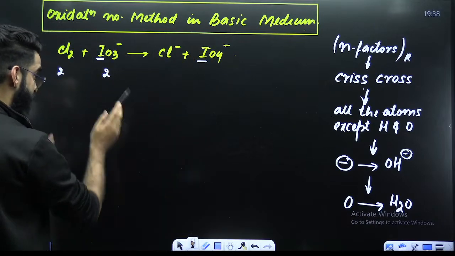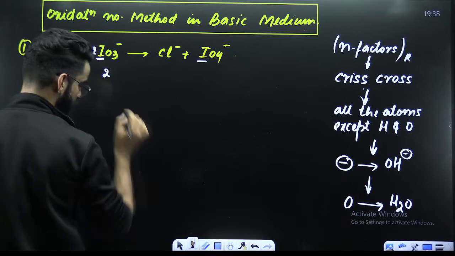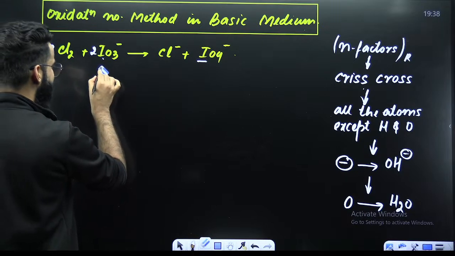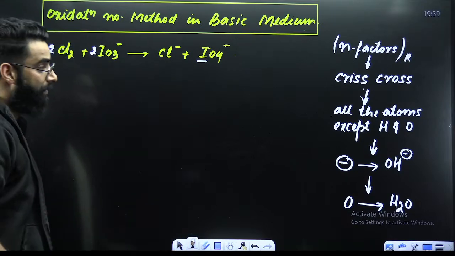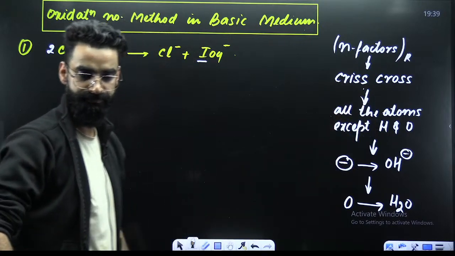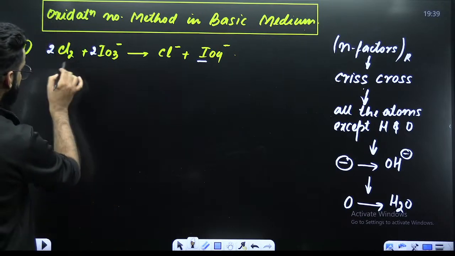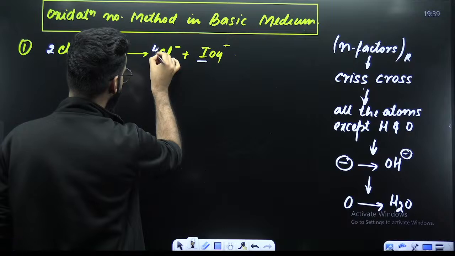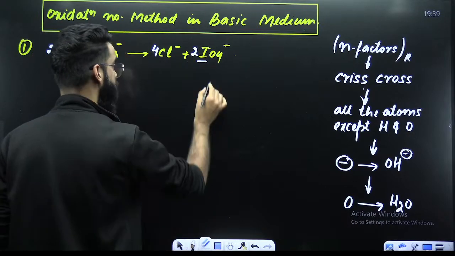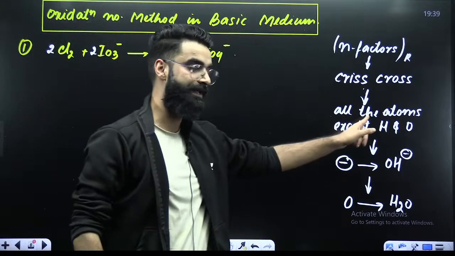Once you get the n factors of reactants, you are supposed to crisscross them. So make this 2 the coefficient here, and this 2 the coefficient here. Done with this part. Now, balance all the atoms except hydrogen and oxygen. My dear students, you have got 4 chlorine atoms on this side, so make it 4 chlorine. You have got 2 iodine atoms on this side, so make it 2 iodine. So you balanced all the atoms except hydrogen and oxygen.